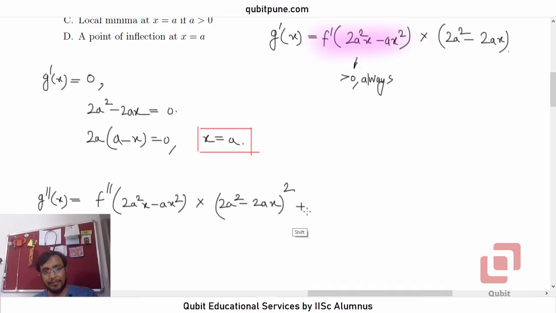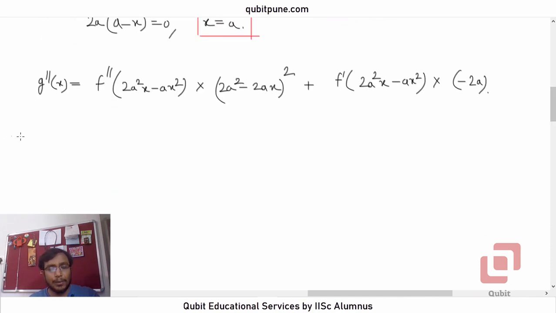Okay, plus first function as it is, f prime of 2a squared x minus ax squared, into derivative of the second function. 2a squared has derivative 0, being a constant, so what will there be? There will be negative 2a. Now observe that if we substitute x as a, then due to 2a squared minus 2ax, this expression will always be equal to 0, no matter what f double prime of 2a squared x minus ax squared is.